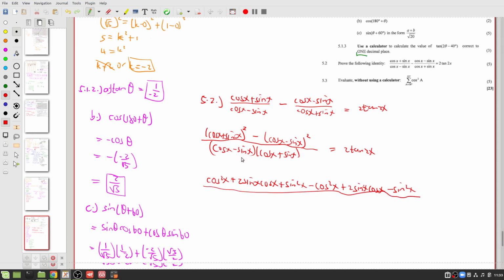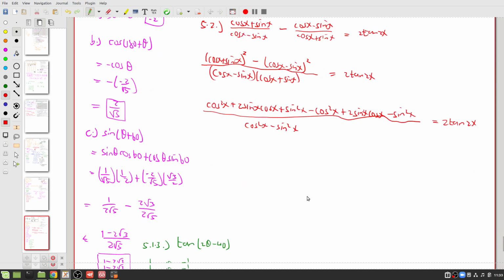So I'm going to multiply this out. To multiply this out, we get cos squared x minus sin squared x. And if you don't trust me, you're welcome to go multiply it out, collect the like terms, and see that it simplifies to this. Okay, on the right hand side, we've got 2 tan 2x.